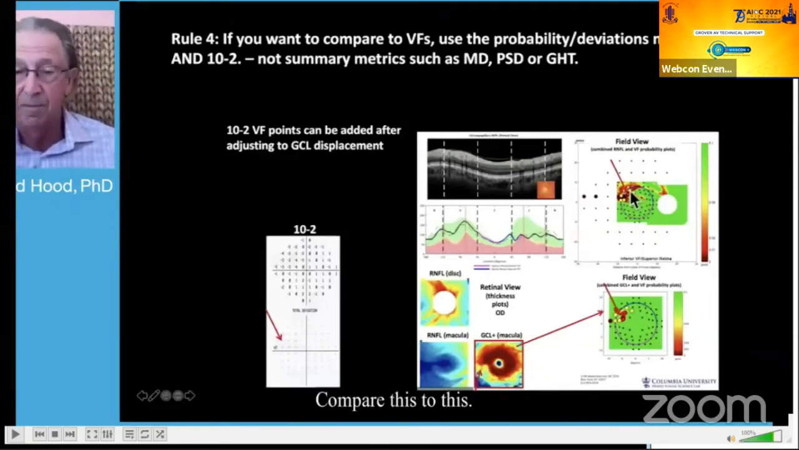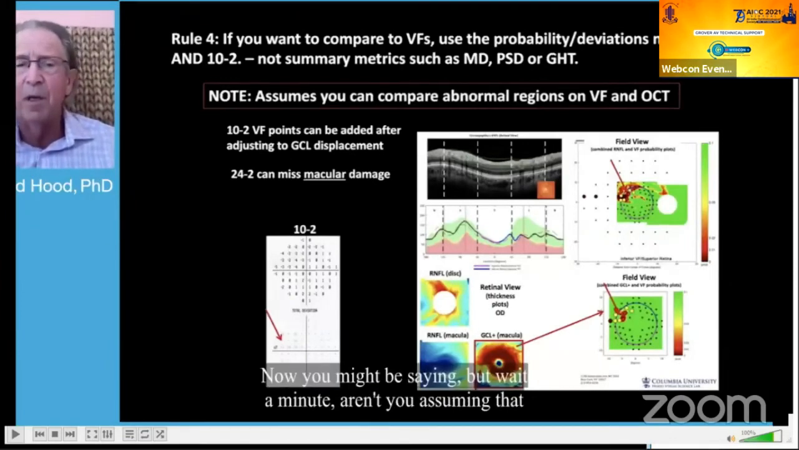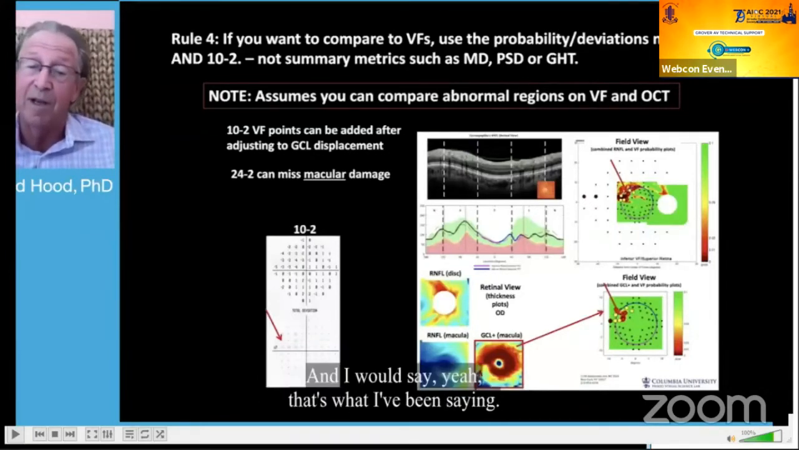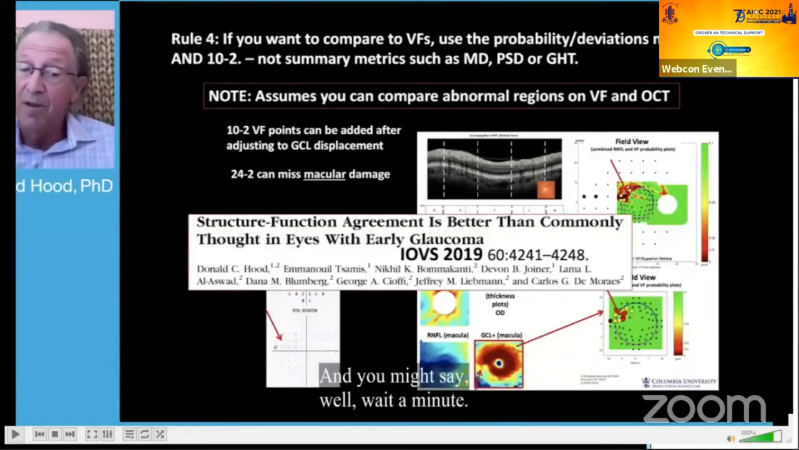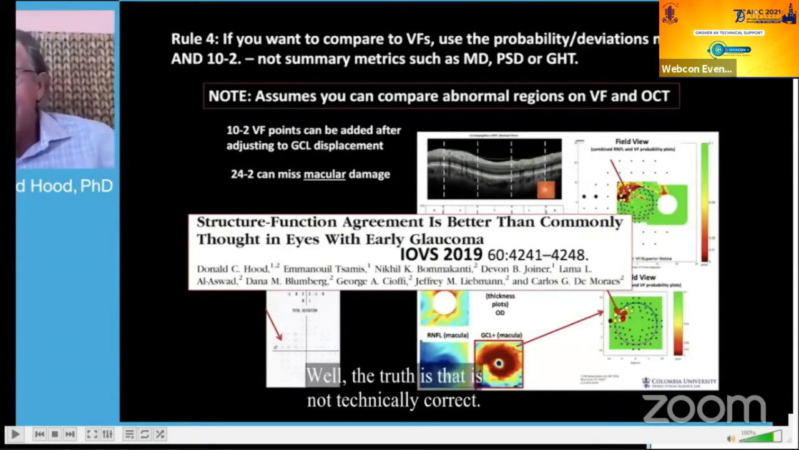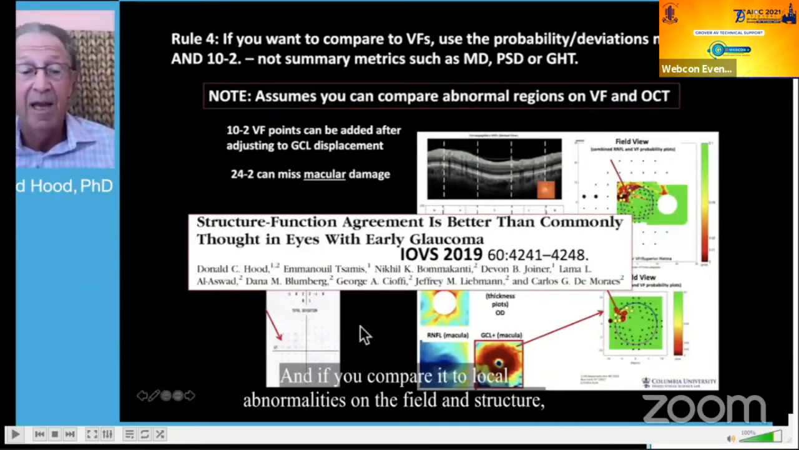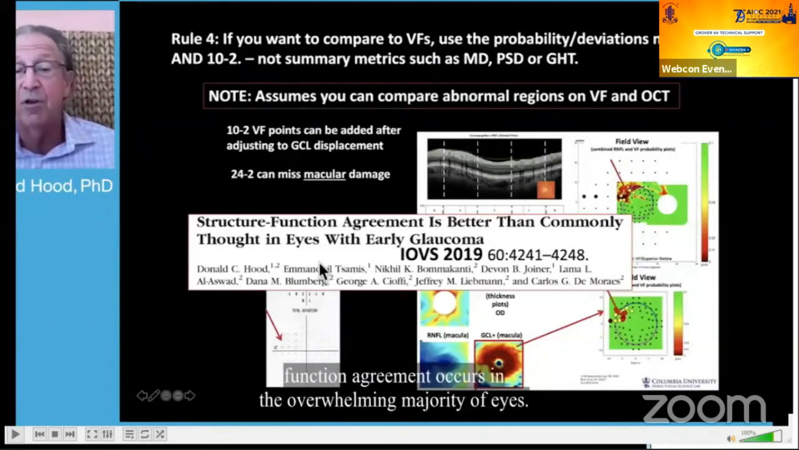Compare this to this. Now you might be saying, but wait a minute, aren't you assuming that we can compare abnormal regions? And I would say, yeah, that's what I've been saying. And you might say, well, wait a minute, I've been taught that structure comes before function. Well, the truth is that is not technically correct. If you use probability maps like this for both ganglion cells and visual fields, and if you compare it to local abnormalities on the field, then structure function agreement occurs in the overwhelming majority of eyes.